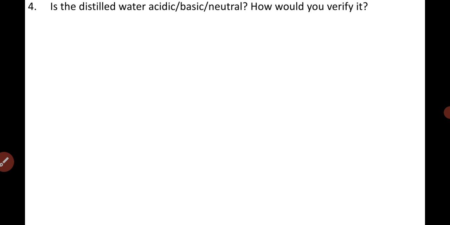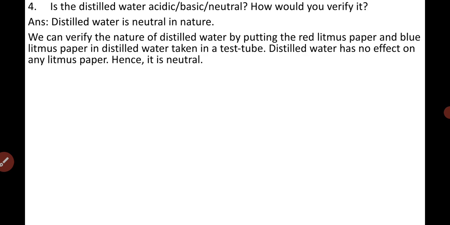Question number 4: is distilled water acidic, basic or neutral? How would you verify? First of all, tell me: is distilled water acidic, basic or neutral? It is neutral, right? Distilled water is neutral in nature. And how will we verify? We can verify the nature of distilled water by putting red litmus paper and blue litmus paper in distilled water taken in a test tube.